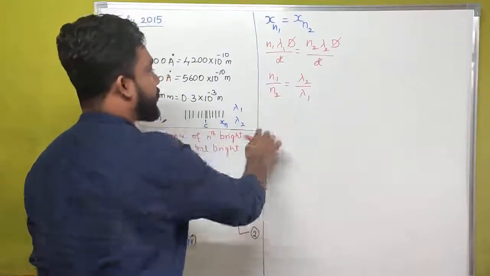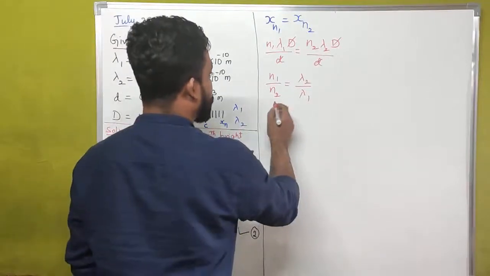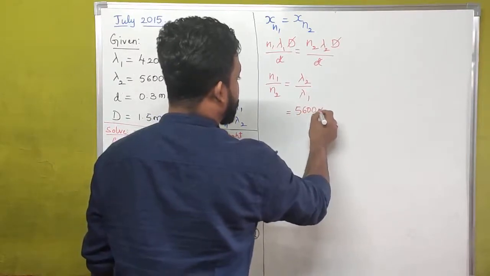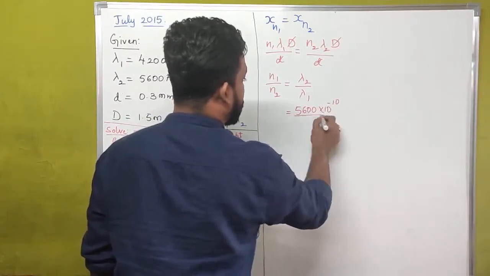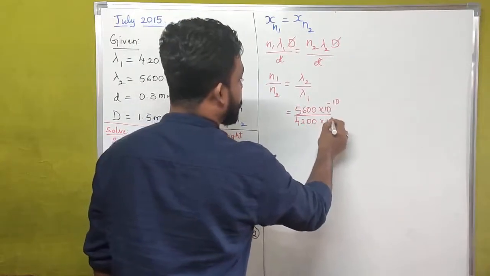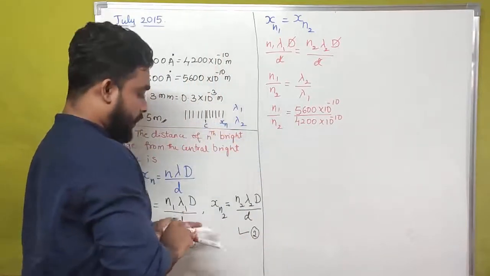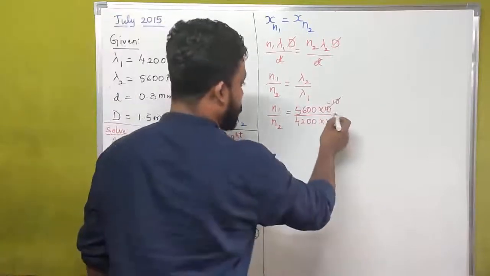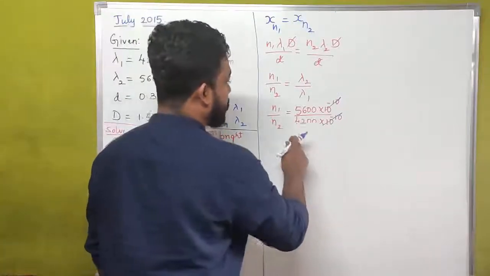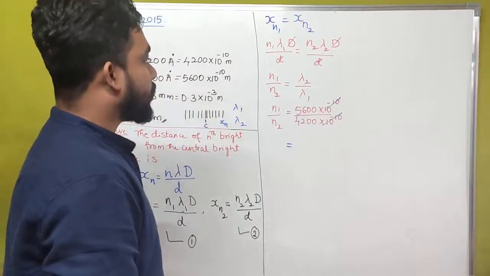Here we have to find out the values of n1 and n2. Lambda 2 is 5600 into 10 to the power of minus 10, and lambda 1 is 4200 into 10 to the power of minus 10. This is n1 divided by n2. If we divide these two, 10 to the power of minus 10 cancels on both sides. Then this is 42 and this is 56. In how many numbers is it going?